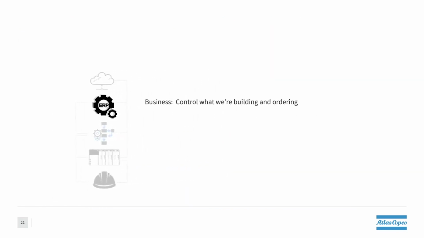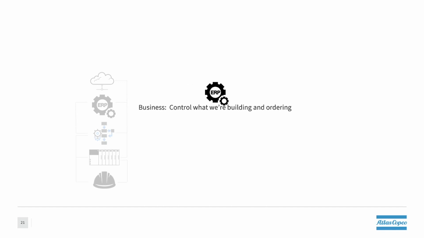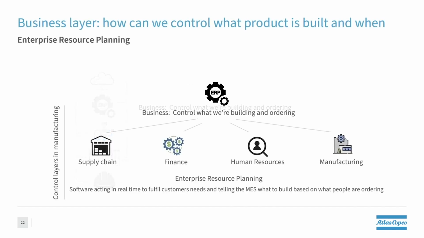In the business layer, you'll find the ERP system, which stands for Enterprise Resource Planning. This software usually connects and manages supply chain inventory and ordering, business and plant financials, human resources, but enables lean manufacturing by communicating to the MES what product and model is being ordered within a specified time. The ERP system usually has the least amount of control within manufacturing, but does play a crucial role.